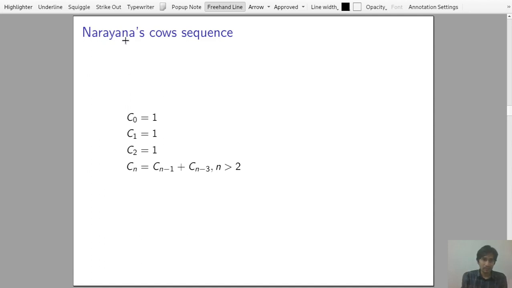In this paper, we look at this sequence of numbers called Narayana's cow sequence, which is defined like this: C0 is 1, C1 is 1, C2 is 1, and Cn is the sum of Cn-1 and Cn-3 for n greater than 2.